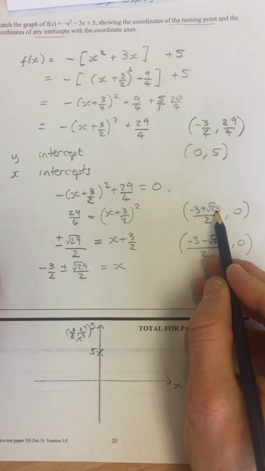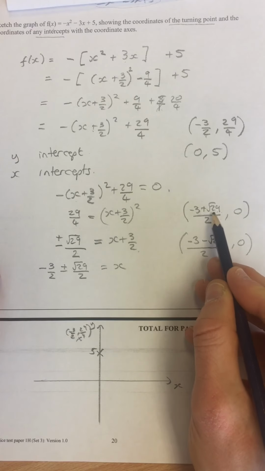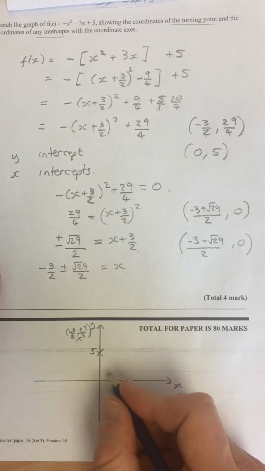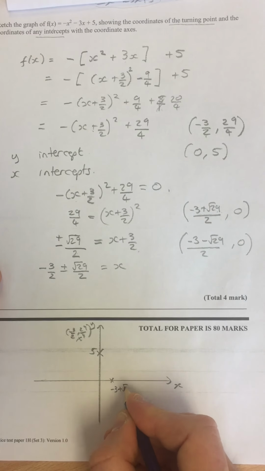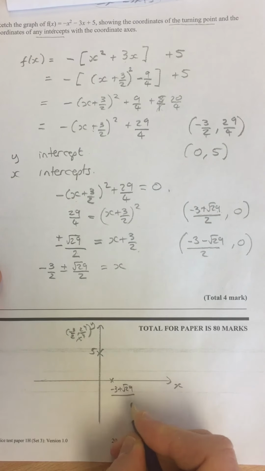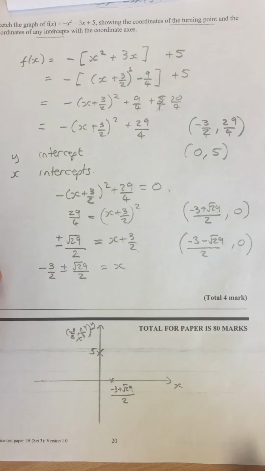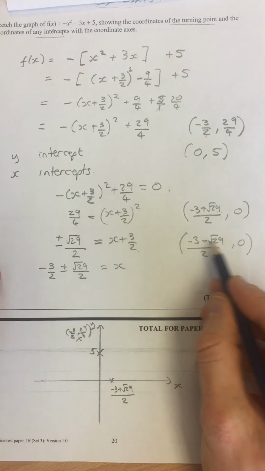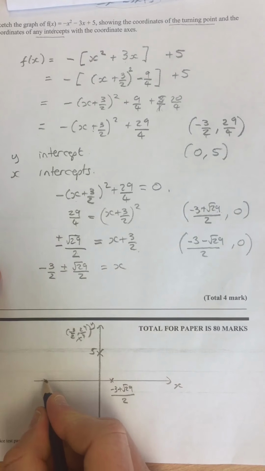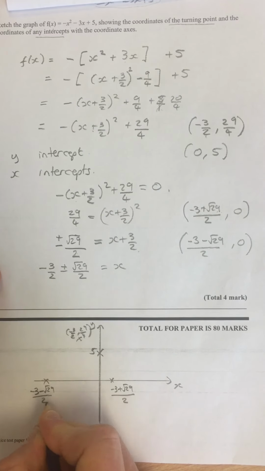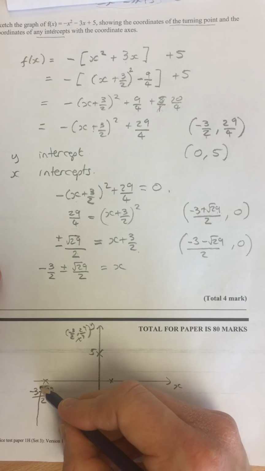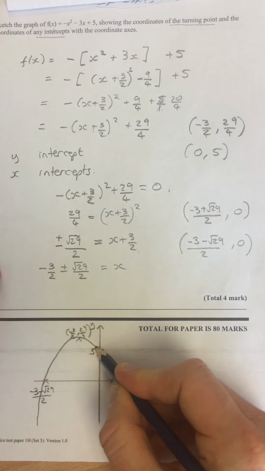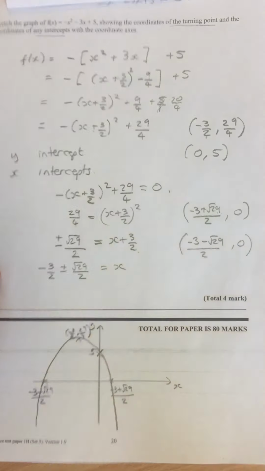So minus 3 plus 5 would be a positive number. Divide by 2, so it's going to be roughly here somewhere. I know it's a positive answer because the numerator is positive there. And this is a negative answer over here because both of those are negative, so that's going to be over here somewhere. And now I can just draw a nice smooth curve through all of those. There we go.